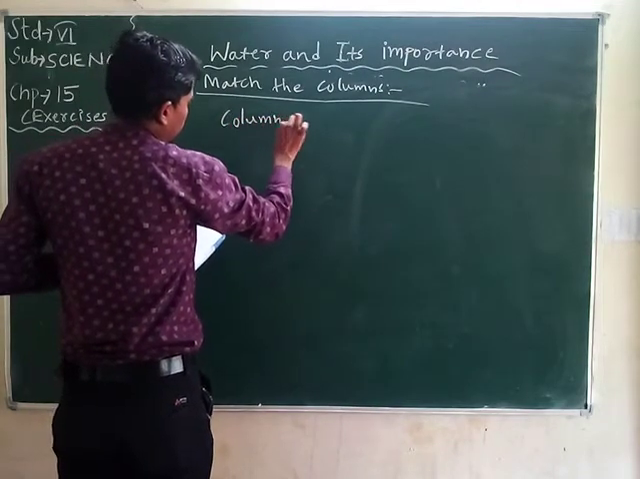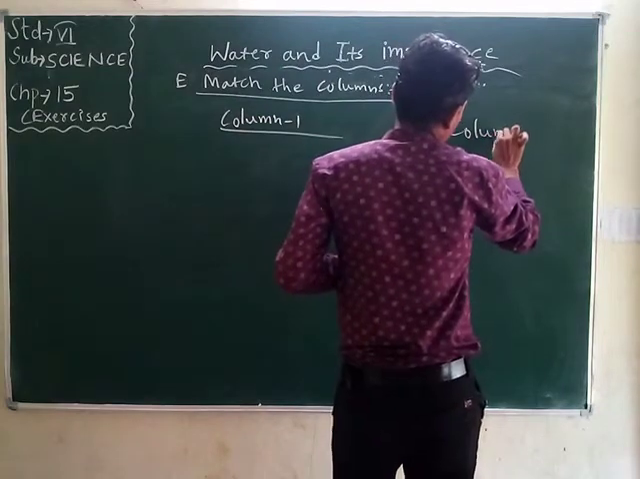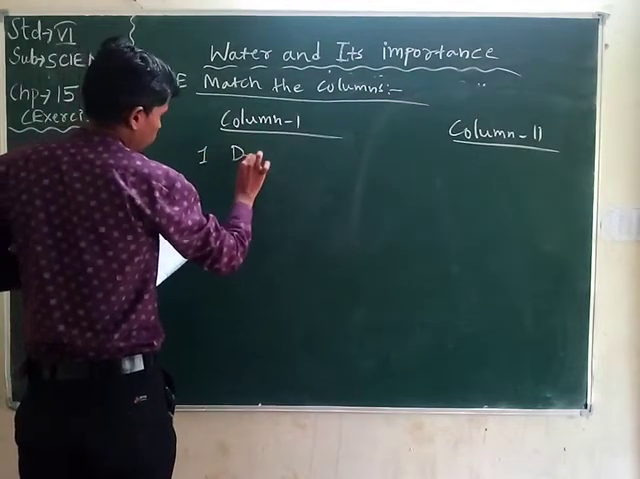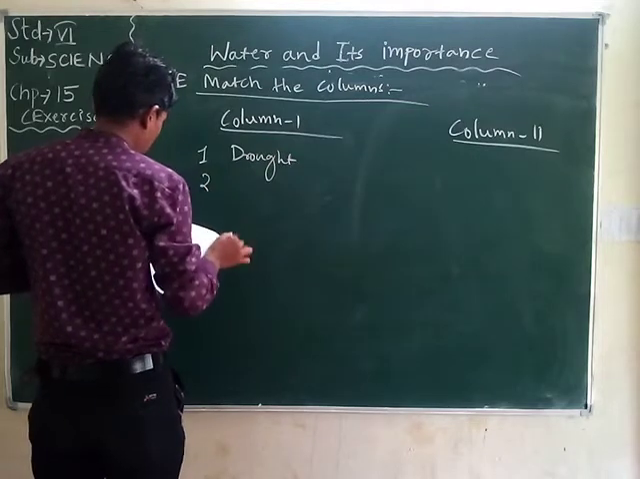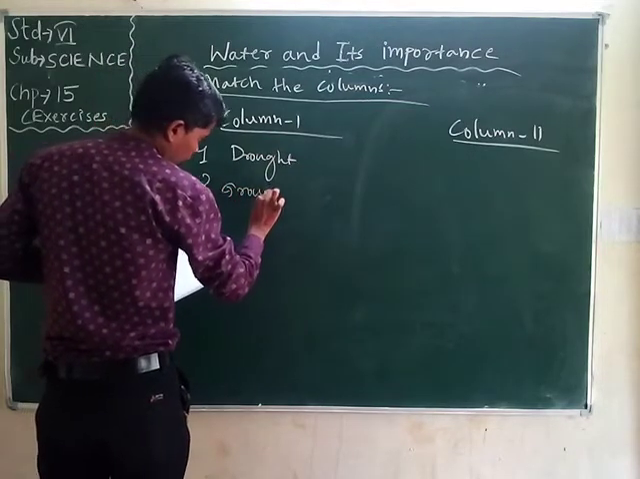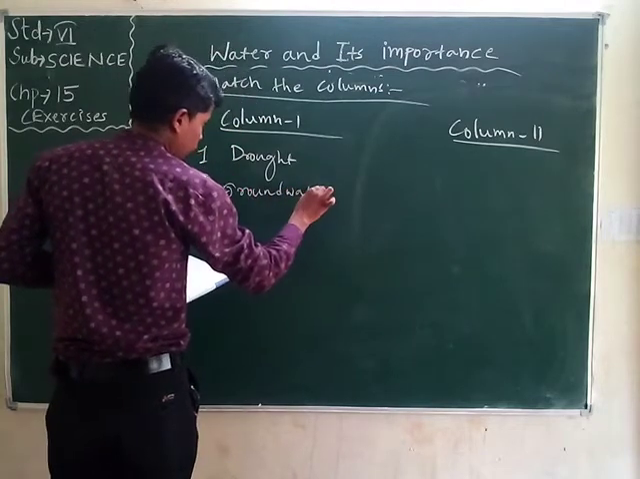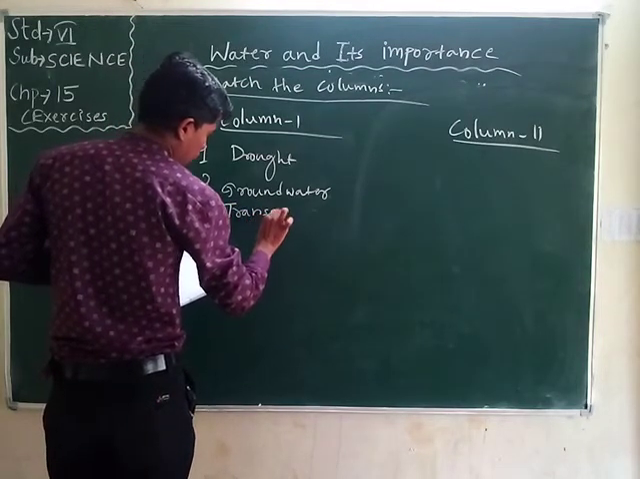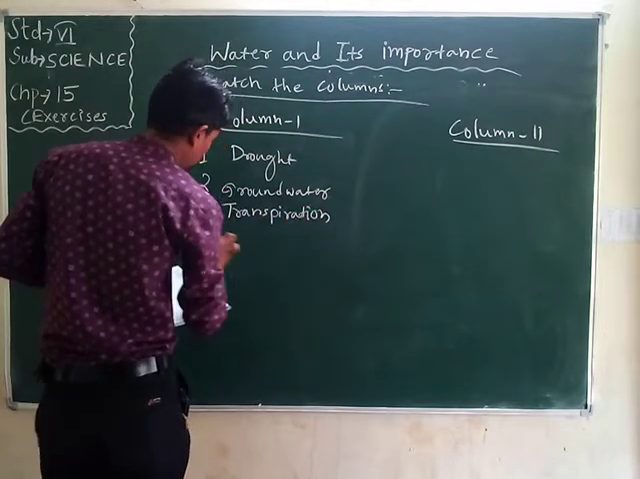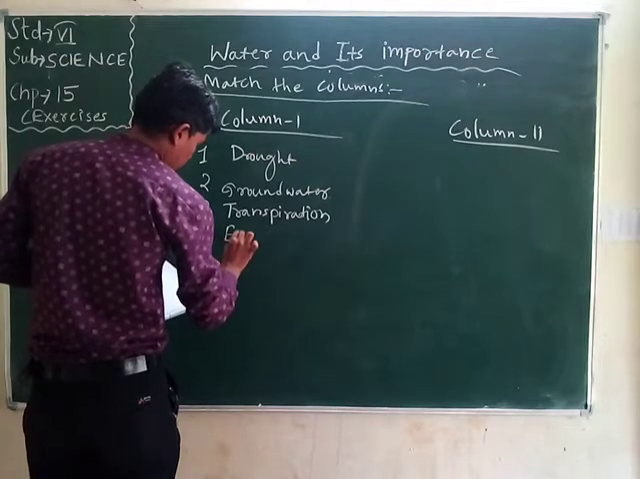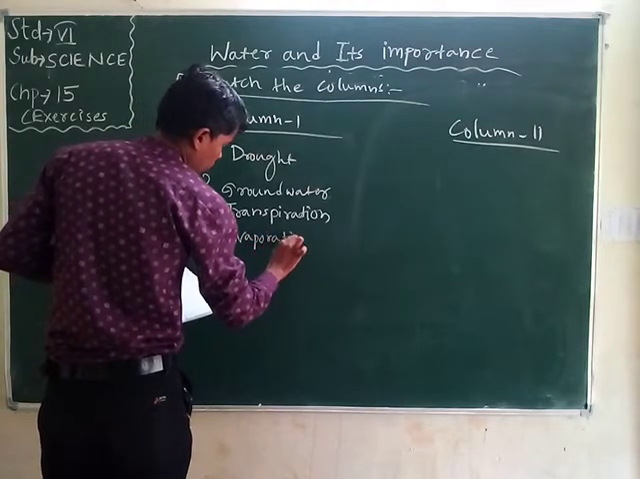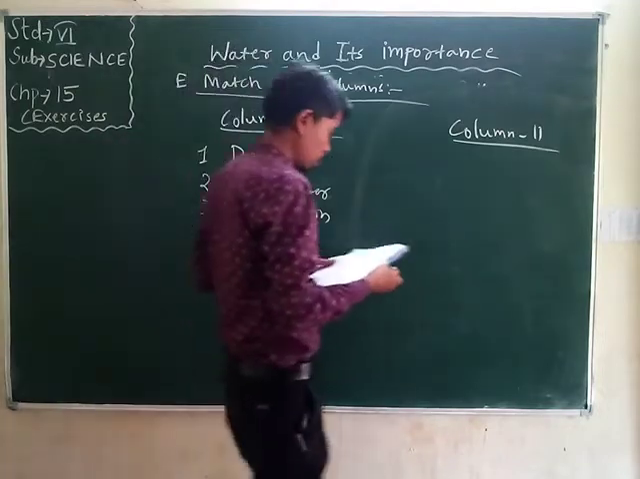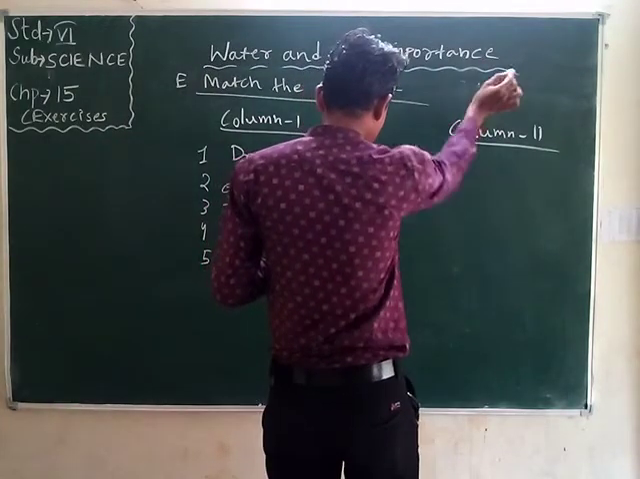Column 1, column 2. First, groundwater. Second, transpiration. Third, evaporation. Fourth, clouds. Fifth, drought. In column 2, A, water from the ground.